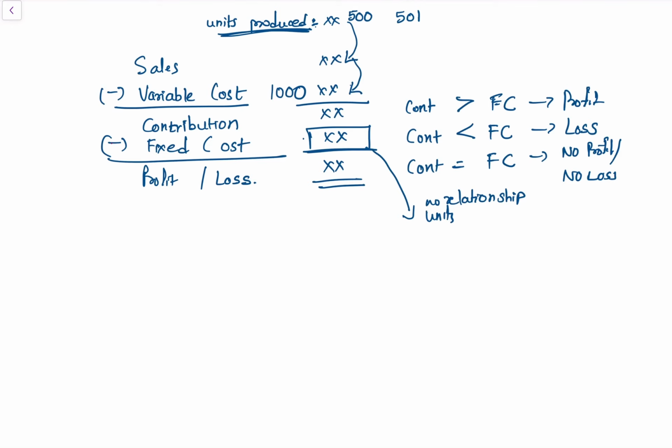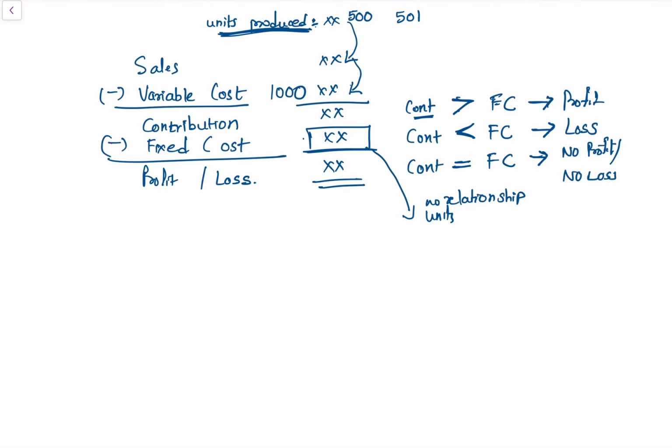If the contribution is more than fixed cost, it means it's a profit. If contribution is less than fixed cost, it means it's a loss. And if contribution is equal to fixed cost, it means there is no profit, no loss. Right? This is all at one level of units produced.